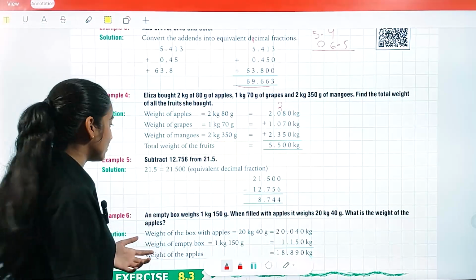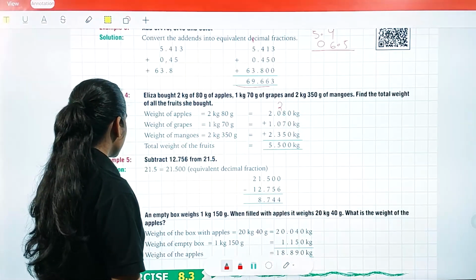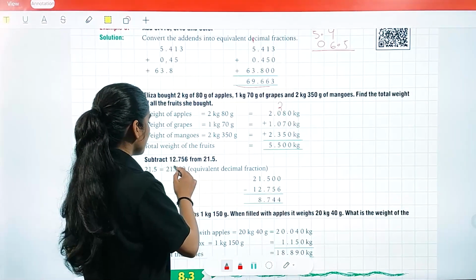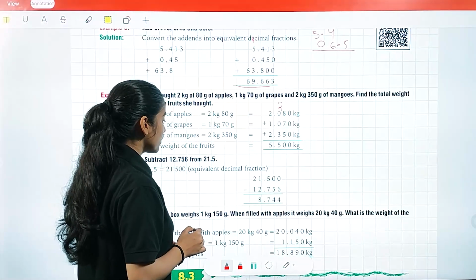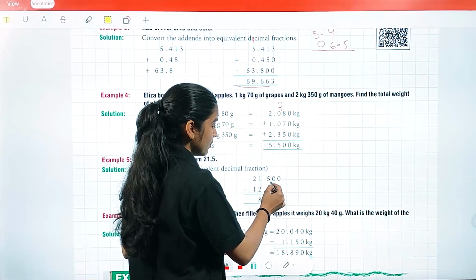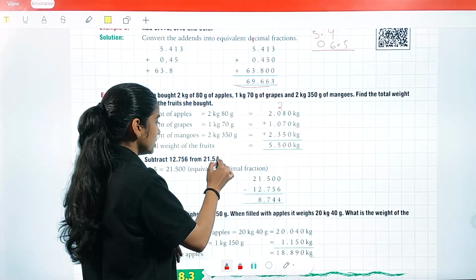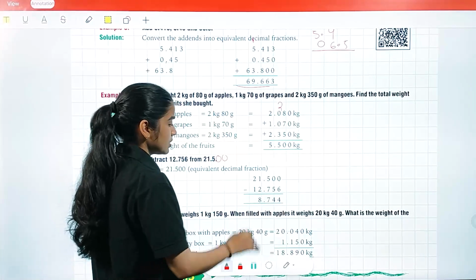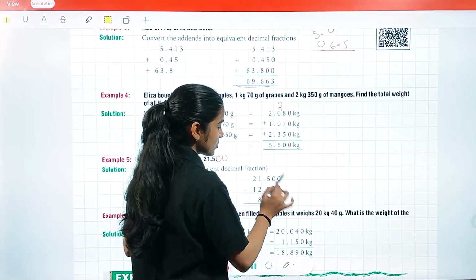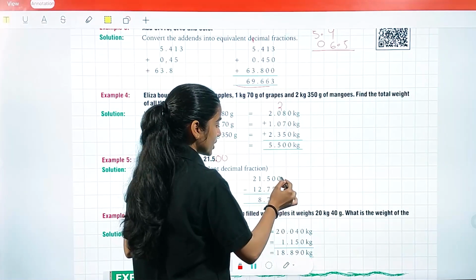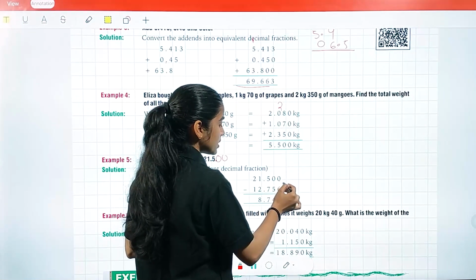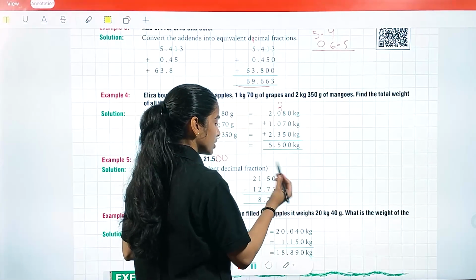Now we are taking an example of subtraction. So 12.756 from 21.5. So 21.500, we have to put zeros to convert it into like fractions. Now we simply subtract. 0 में से 6 नहीं जाएंगे. Okay, we cannot minus 6 from 0. So what we have to take? We have to take a carry.